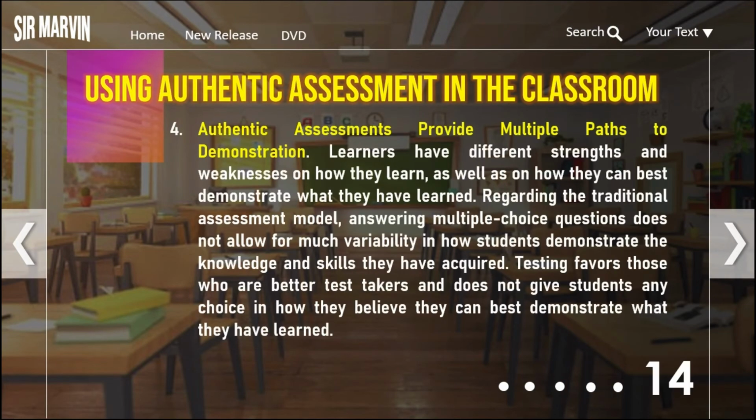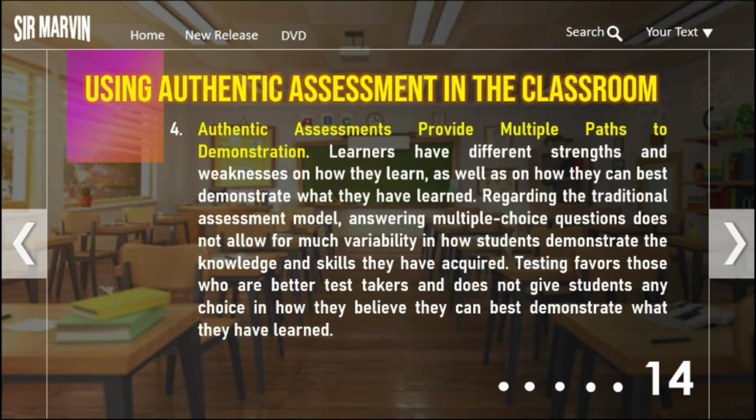Number 4, authentic assessments provide multiple paths to demonstration. Learners have different strengths and weaknesses on how they learn, as well as on how they can best demonstrate what they have learned. Regarding the traditional assessment model, answering multiple choice questions does not allow for much variability in how students demonstrate the knowledge and skills they have acquired. Testing favors those who are better test takers and does not give students any choice in how they believe they can best demonstrate what they have learned.